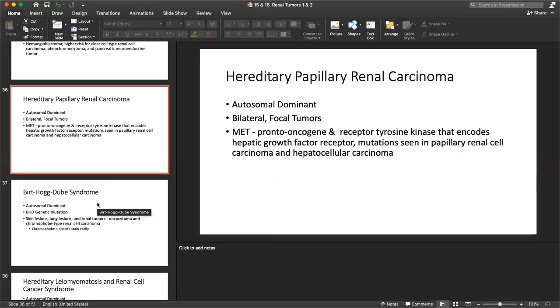Papillary renal carcinoma is going to be autosomal dominant. It's going to have that MET proto-oncogene receptor tyrosine kinase, and it can be seen in papillary renal cell carcinoma.